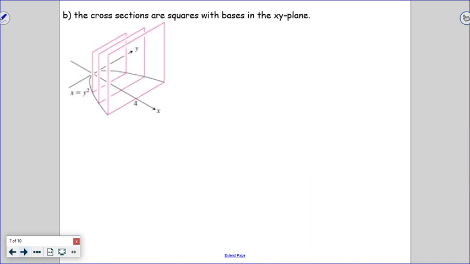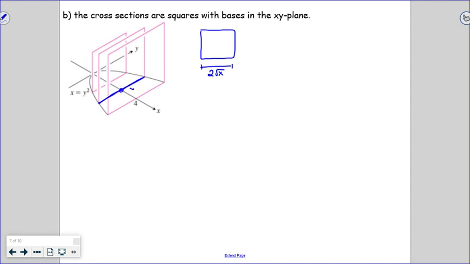Okay, so sticking with that same function, but changing the shape of our cross sections. So again, we're going from 0 to 4, but this time we're using cross sections that are squares, and their base is in that xy plane. So if I would consider that again, always zooming in on just one cross section, its base would be connecting those two functions together from negative square root of x to positive square root of x, which means that the length of one side of our square would be 2 times the square root of x.